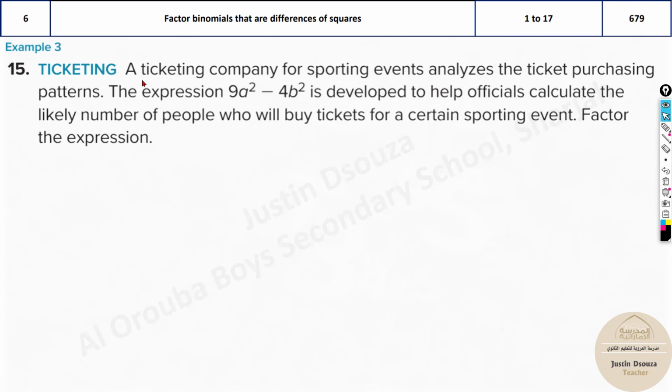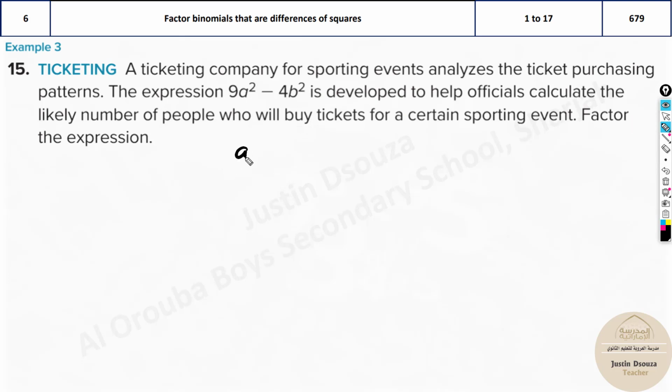Okay, so let's read this. A ticketing company for sporting events analyzes the ticket purchasing patterns. The expression 9a squared minus 4b squared is developed to help officials calculate the likely number of people who will buy tickets for a certain sporting event. We just have to factor this expression. Okay, there's nothing interesting in this. They just told us to factor it out. So how would you do it?